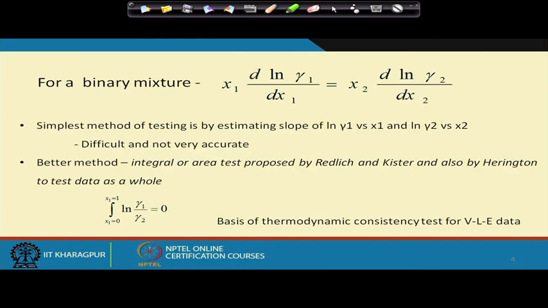What is the simplest method? Just by looking at the equation, it is very evident that x1 d ln gamma 1 by dx1 is equal to x2 d ln gamma 2 by dx2. So, what does it suggest?